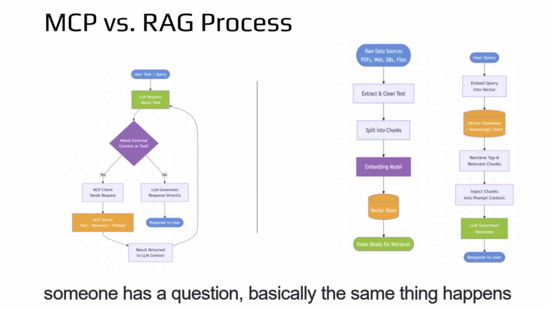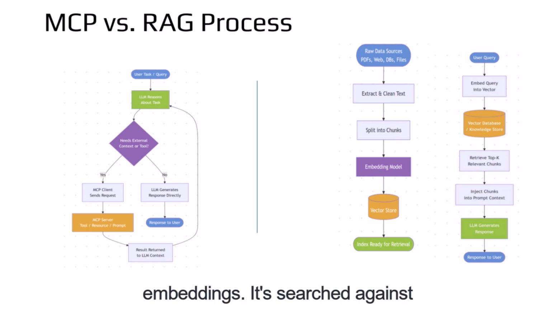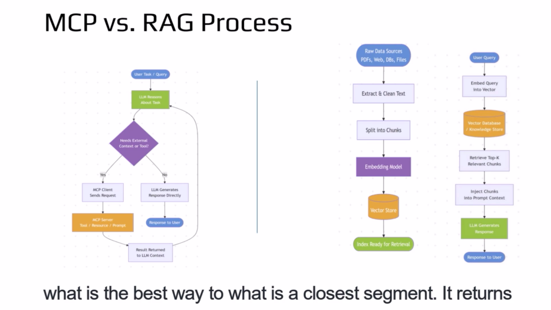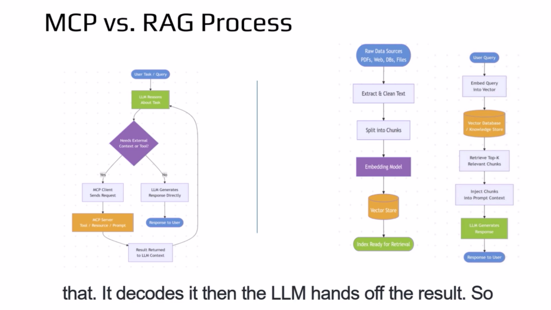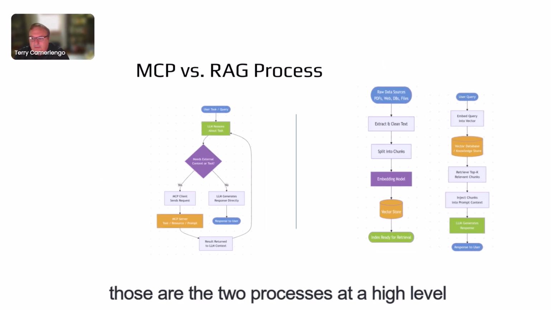And then when someone has a question, basically the same thing happens to the question. The question is converted into embeddings. It's searched against this vector store. They use some machine learning to find the closest segment. It returns that, it decodes it, then the LLM hands off the result. So those are the two processes at a high level.